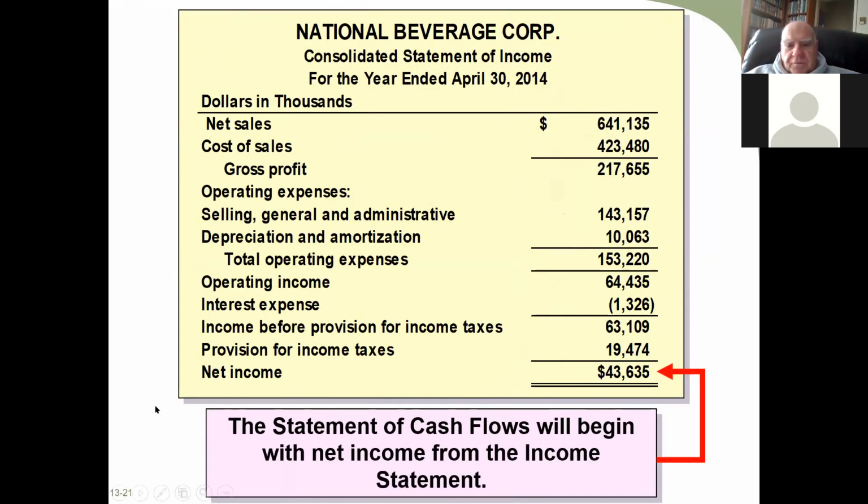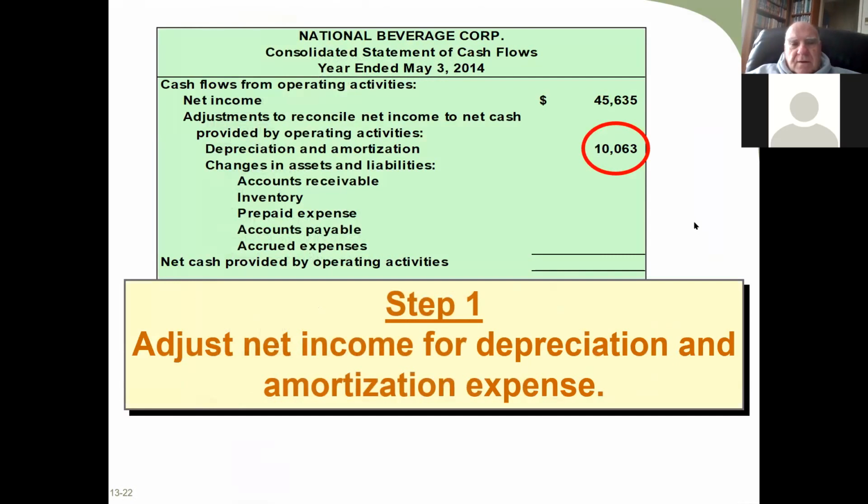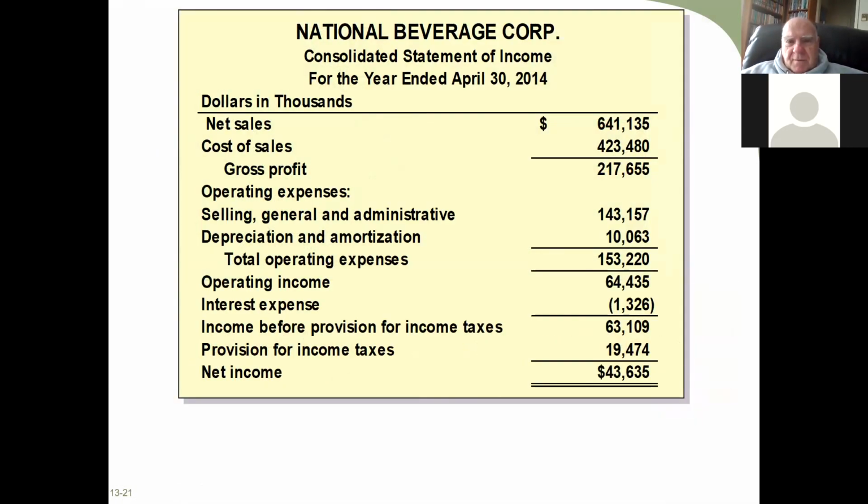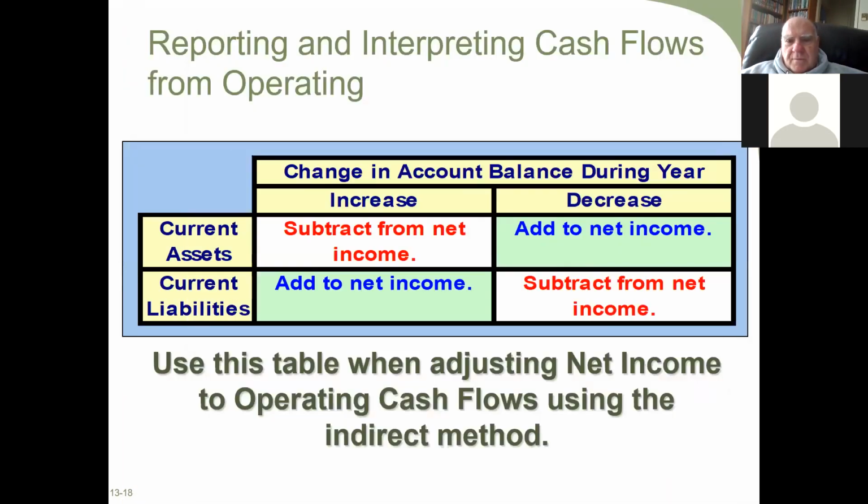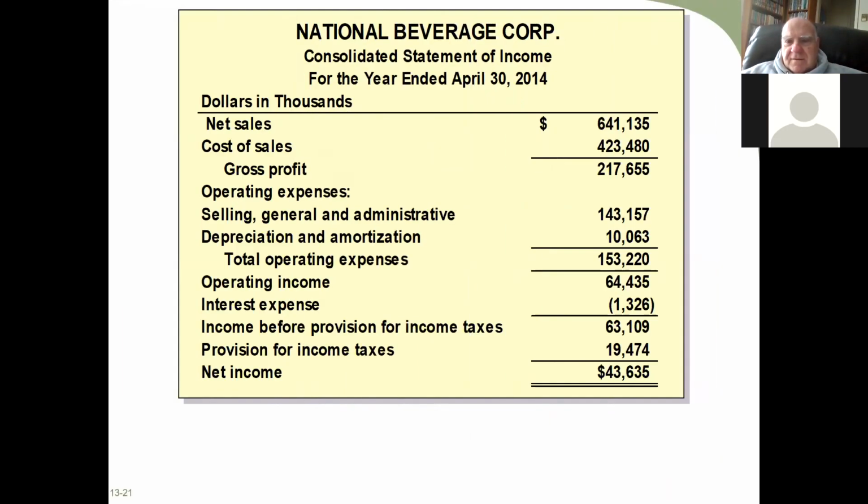43,635. Okay, there is our net income. Well, when they brought it over here, some brain put 45,635. So we'll go with either number. First thing we need to do, and I just want to back up once more here. Okay, here we go. All right.